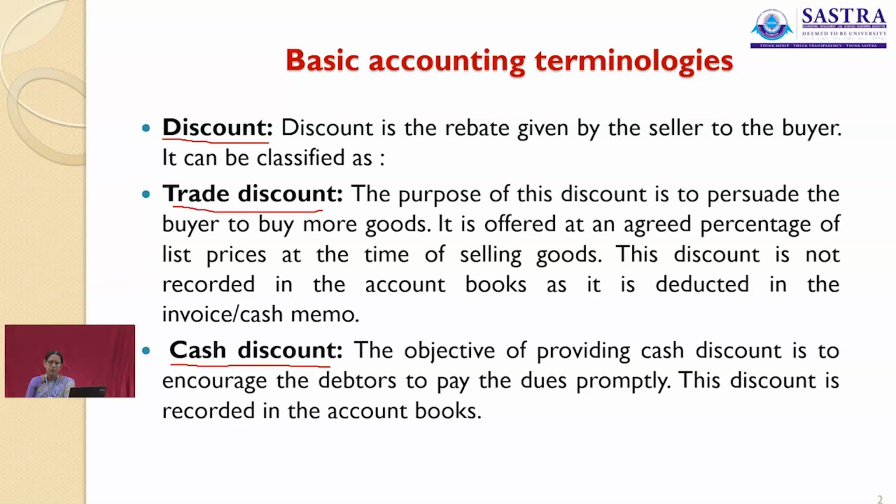Next is cash discount. Cash discount is given mainly to encourage the debtors to pay their dues promptly, and this discount is recorded in your account books. Assume you are selling for 1 lakh rupees and we are getting from him only 97,000. This 3,000 is the cash discount, and it is an incentive to the debtors for early payment.